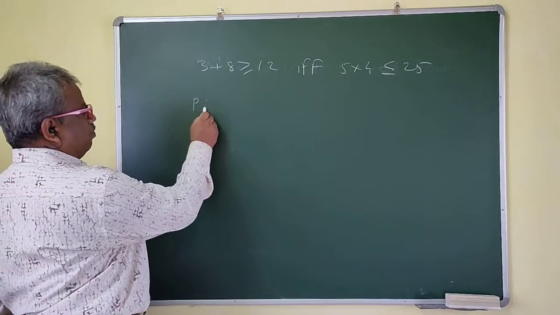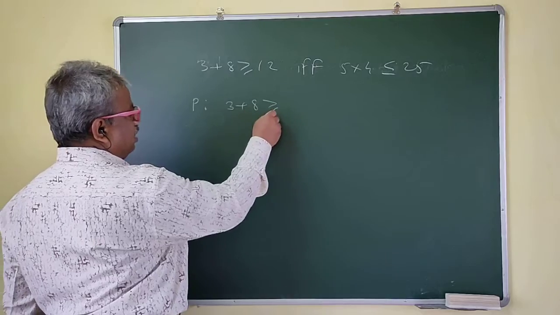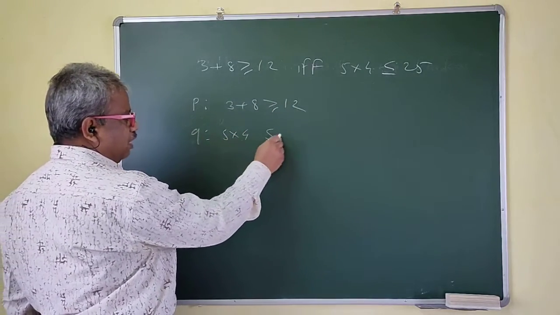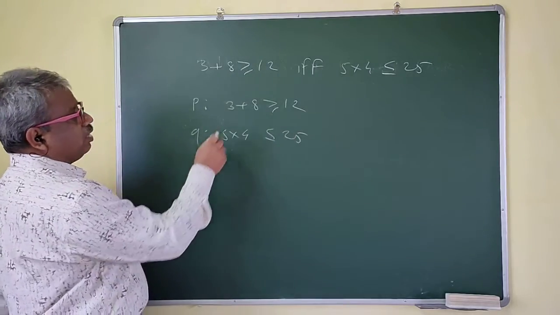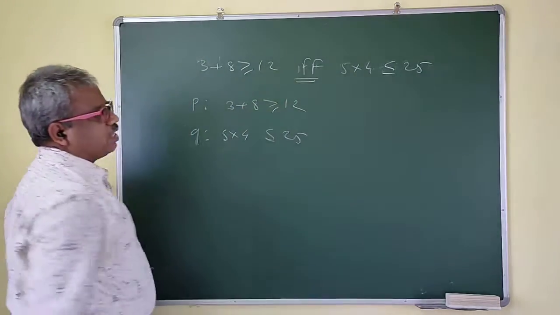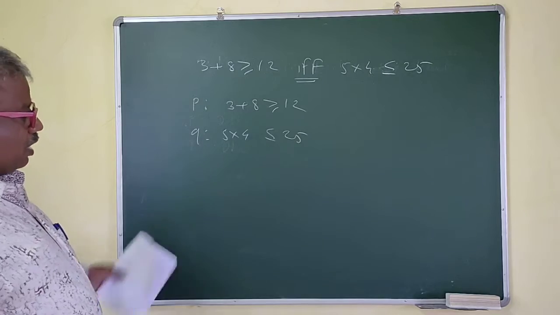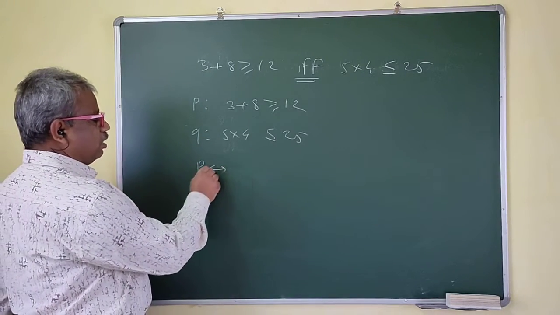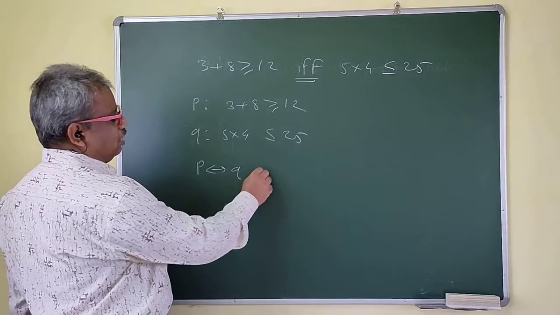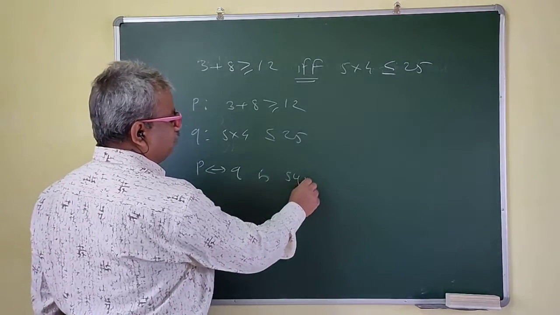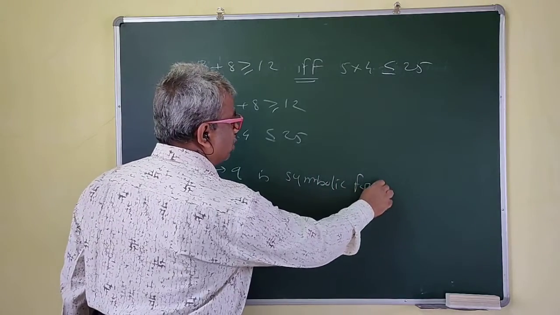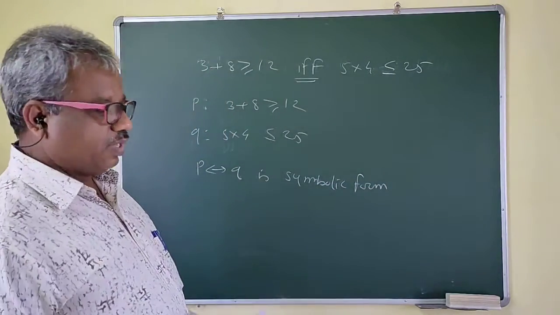What is your P? P is: 3 plus 8 is greater than 12. What is your Q? Q is: 5 into 4 is less than or equal to 25. So what is there? This compound statement is connected with the help of "if and only if". That means this will be your symbolic form of the given statement.